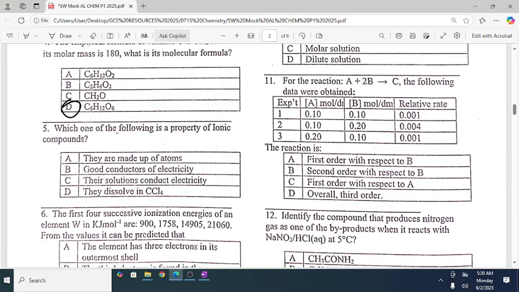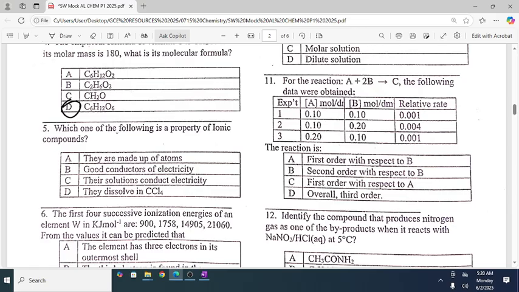when oppositely charged ions share electrons. So that is an ionic bond. An ionic bond, I think, is an electrostatic force of attraction between oppositely charged ions. Option A says that they are made up of atoms. No. Option B says good conductors of electricity. Actually, ionic compounds are good conductors of electricity only if they are in solution or molten, that is, melted. So option A is wrong.